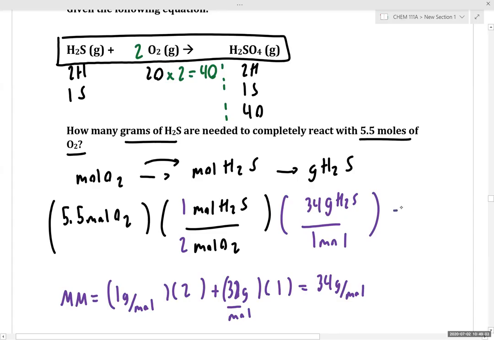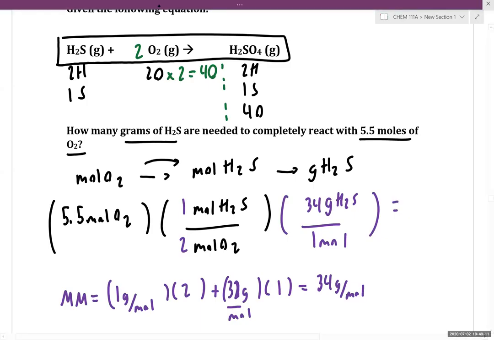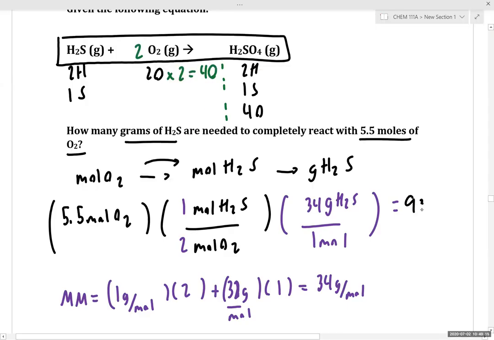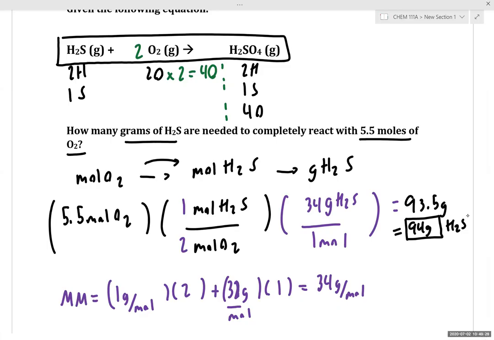Okay, so now all we have to do is punch that into our calculator. And that in turn gives us a total mass of hydrogen sulfide of 93.5 grams, which we round to 94 grams of hydrogen sulfide. Does this example make sense to everyone? Any questions on this example?